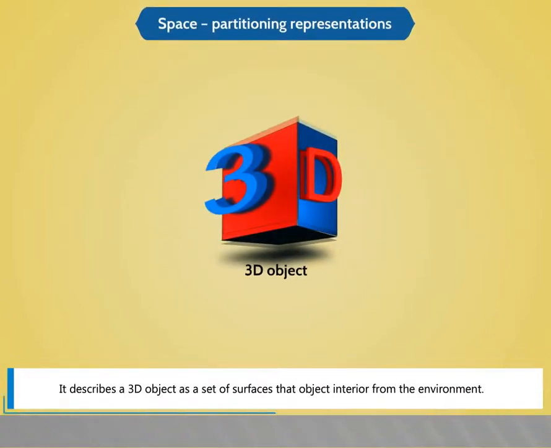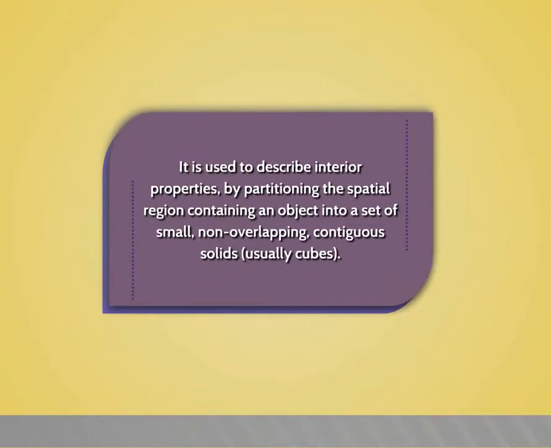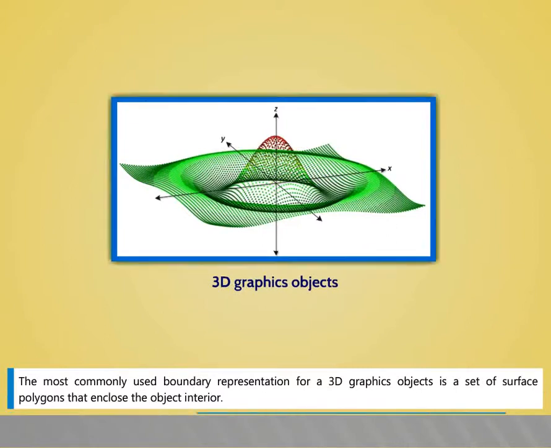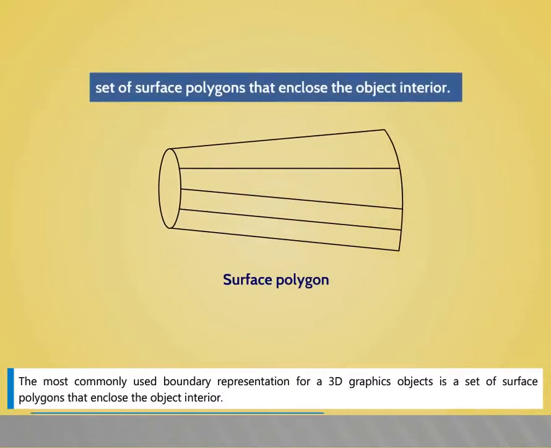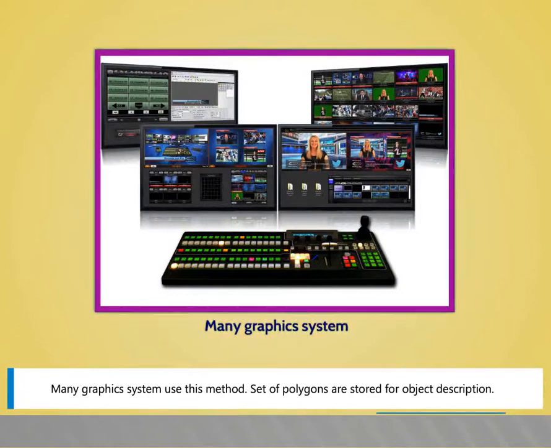It describes a 3D object as a set of surfaces that separate the object interior from the environment. It is used to describe interior properties by partitioning the spatial region containing an object into a set of small, non-overlapping, contiguous solids, that is usually cubes. The most commonly used boundary representation for 3D graphics objects is a set of surface polygons that enclose the object interior. Many graphics systems use this method.